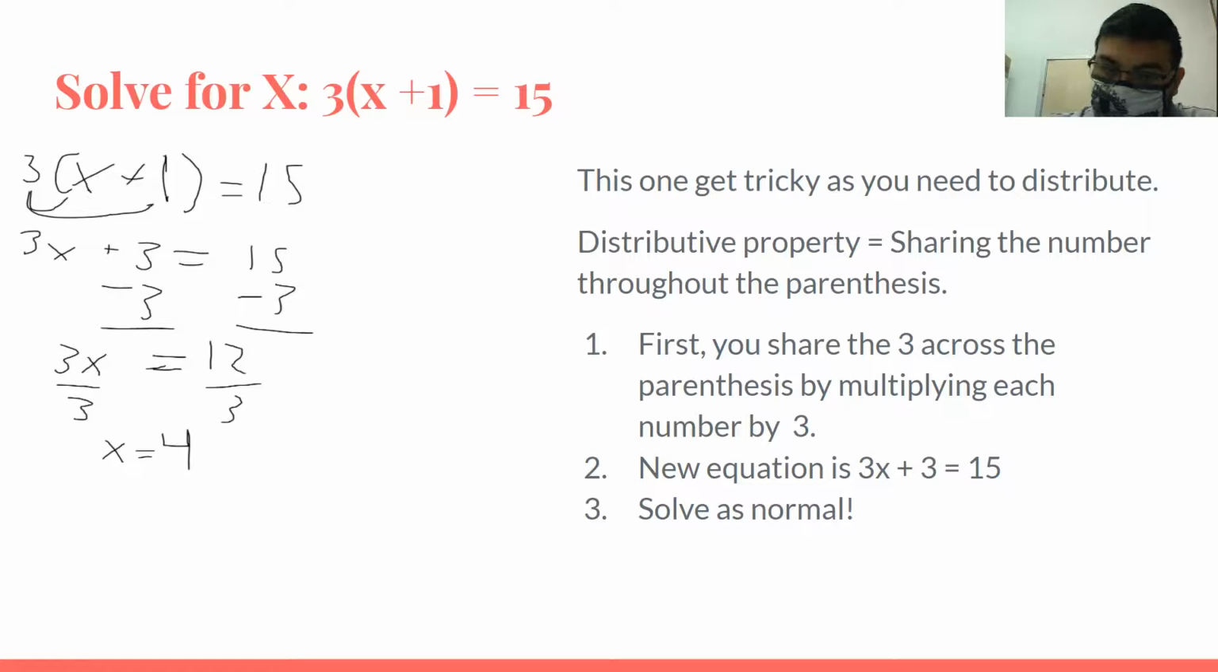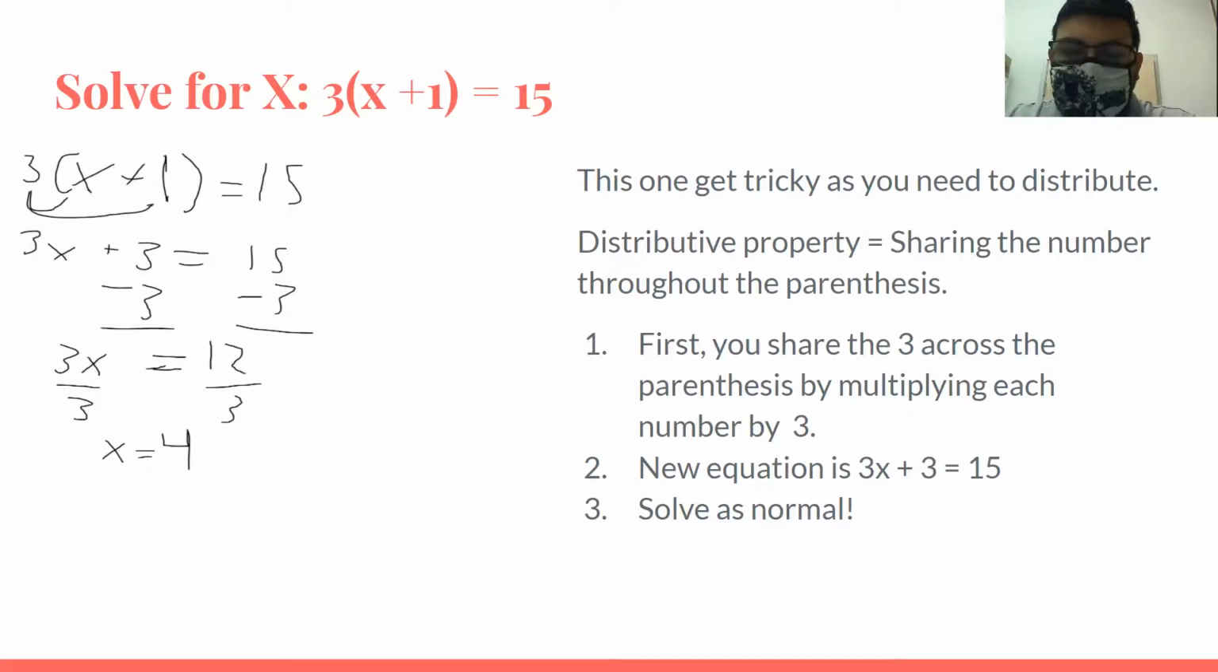All right. So back to the equation. 3x plus 3 equals 15. You're just going to solve as we have been. So subtract 3 on both sides. 3x equals 12 because 15 minus 3 is 12. And then you're going to divide by 3 on both sides. So 3x equals 12. Divide 3 on each side. x equals 4.